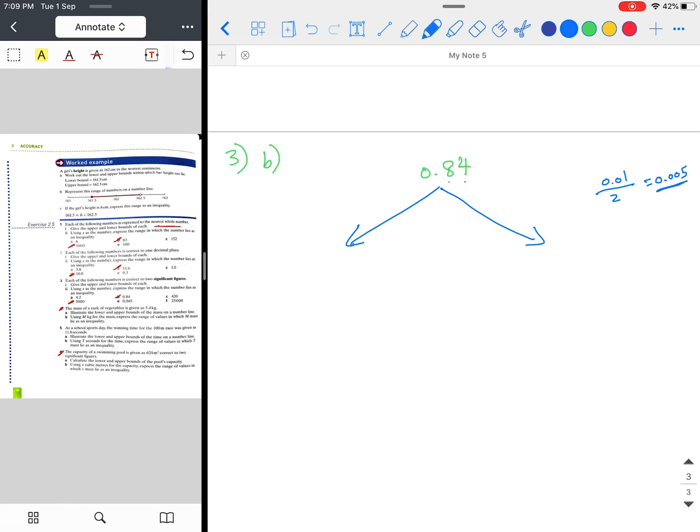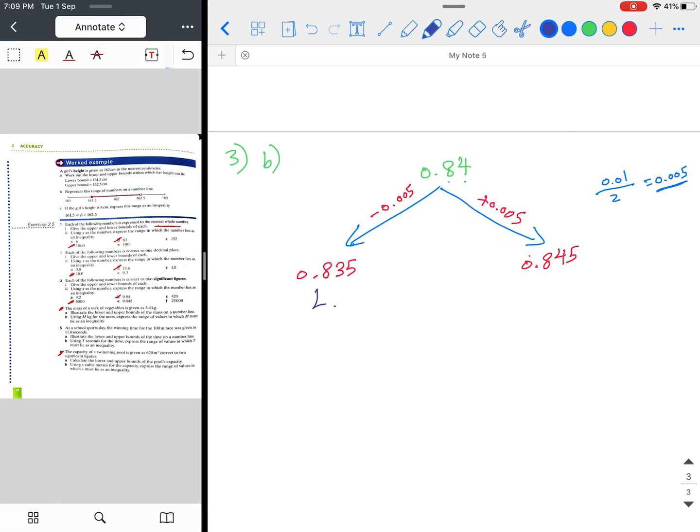When you subtract 0.005 from here and add 0.005 here, for example when you subtract this, you will get 0.835, and in the upper bound you will get 0.845.